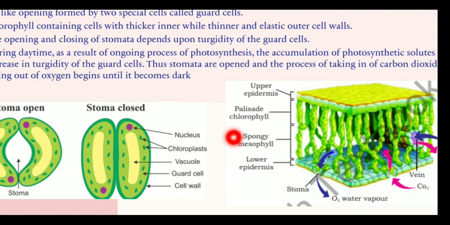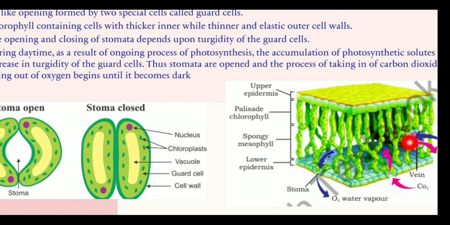And where is it situated? You can see the internal structure of the leaf. We have the upper epidermis, then we have the palisade, which is full of chlorophyll, spongy mesophyll below it, and then the lower epidermis. And you can see the stoma has been marked here, and it gives out oxygen and water vapors, and carbon dioxide goes in.